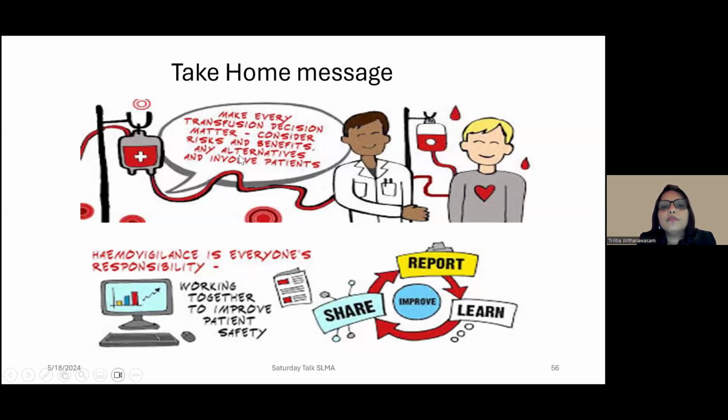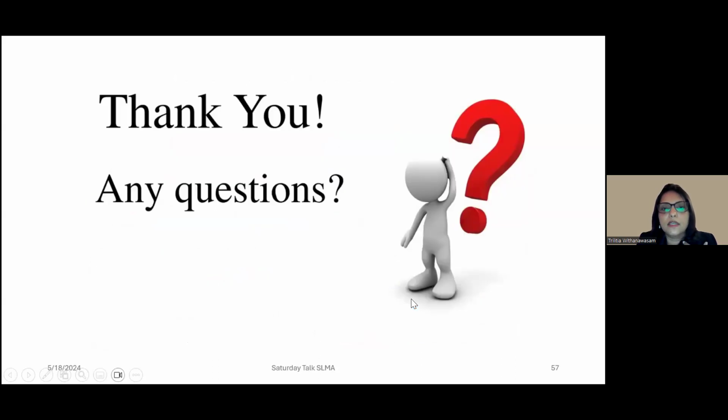If we make the transfusion decision very clearly at the beginning, if we have a plan, if we assess the risk versus benefit, and if we consider the alternatives and the patient categories, that would be a major take home message from my presentation. And for hemovigilance also, if you report, learn, share, and ultimately improve the service, that would be a very good take home message. Thank you very much. I'm happy to take questions.